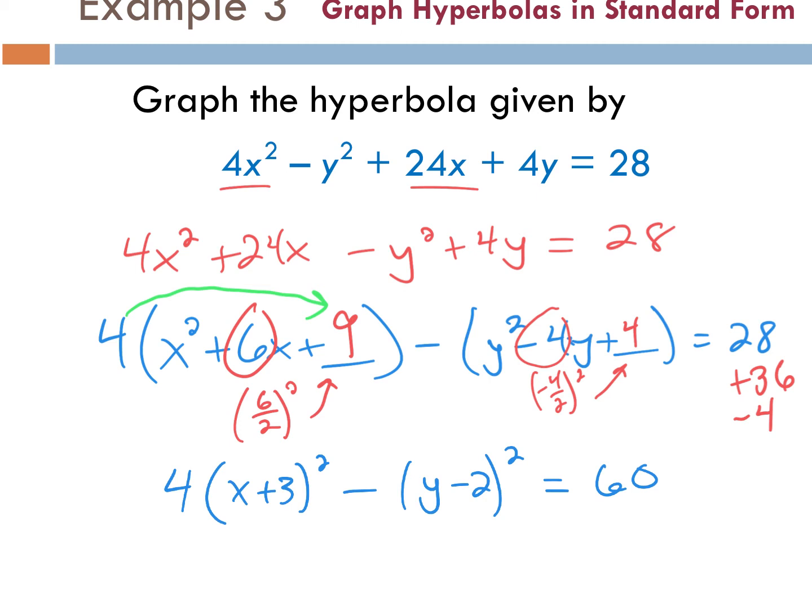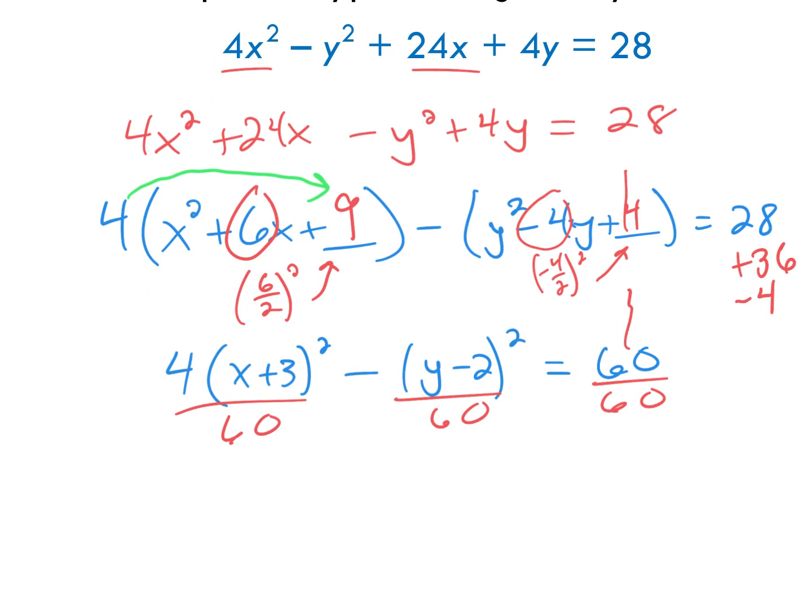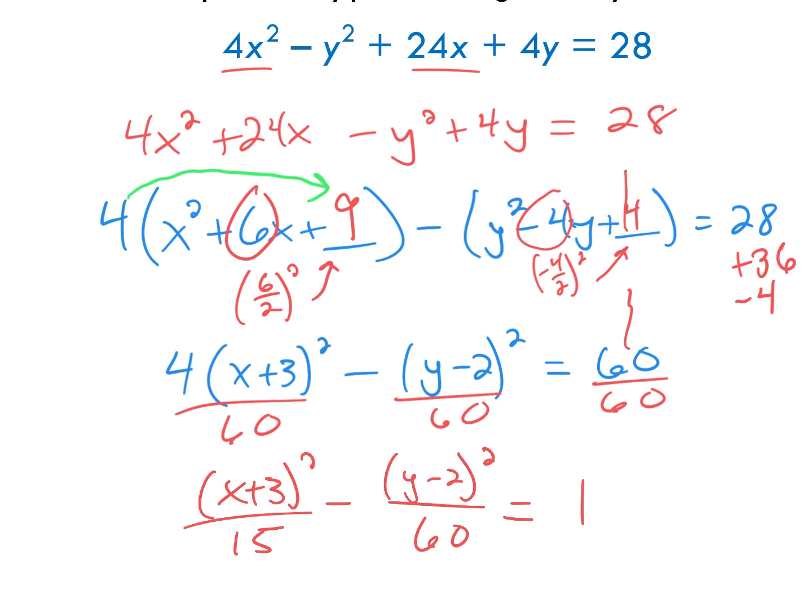So remember, any equation in standard form is always set equal to 1, so to make it equal to 1, I divide each term by 60, and then simplify those coefficients if I can. 4 over 60 in that first term can be written as 1 over 15, and then that second term doesn't reduce, so I just have to keep that as over 60, but now it's equal to 1.